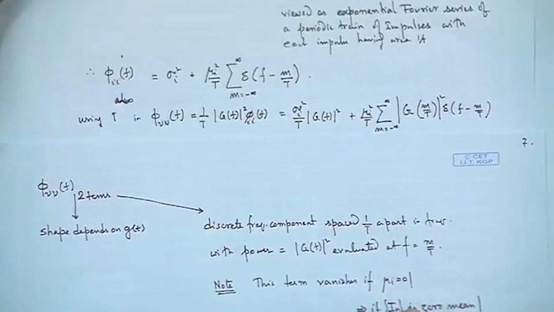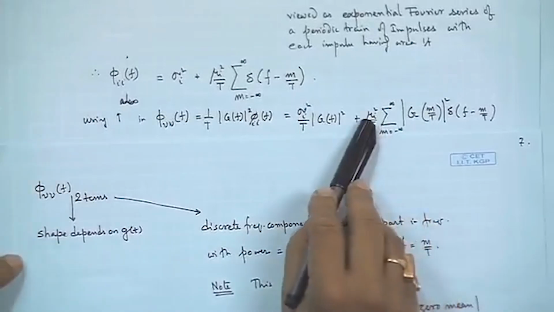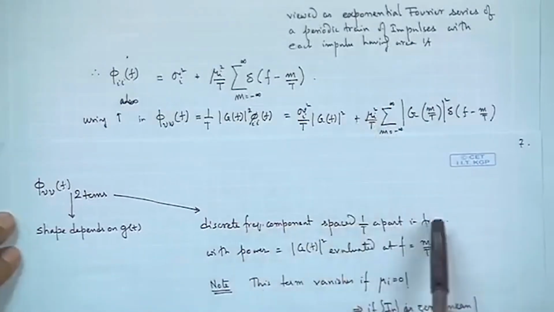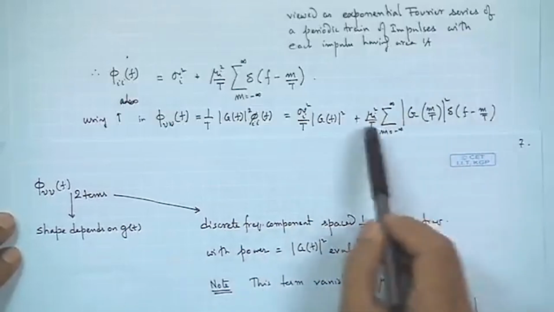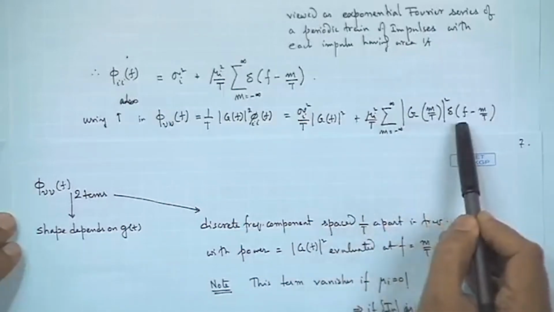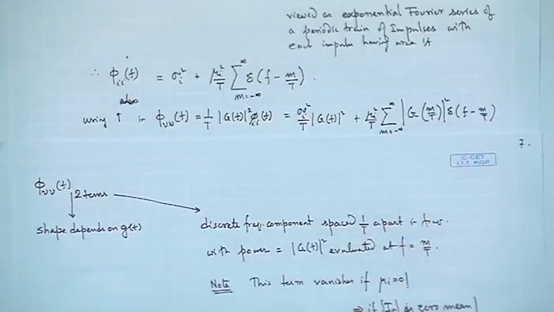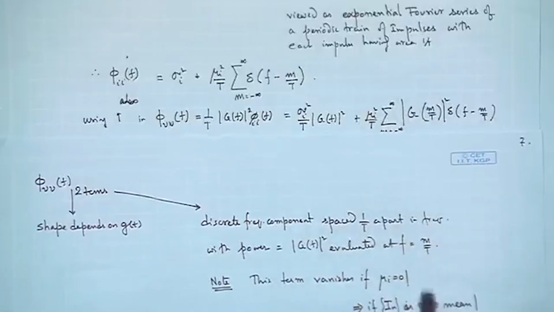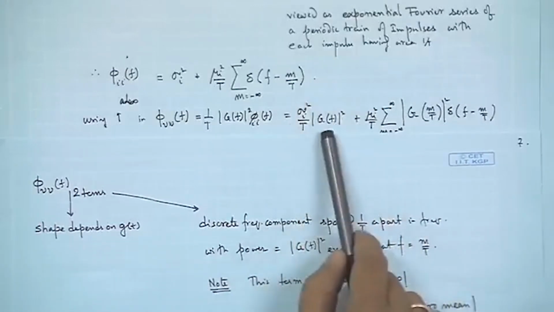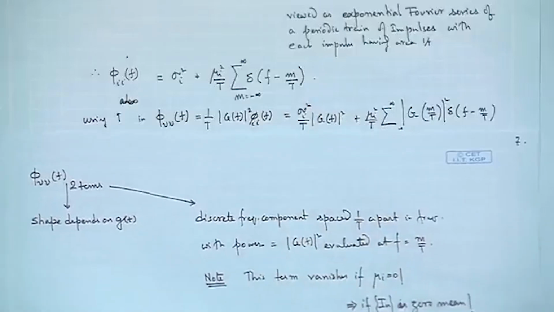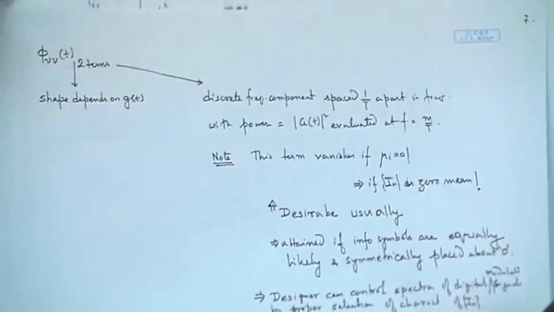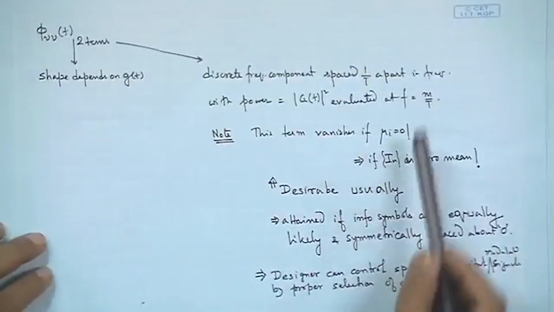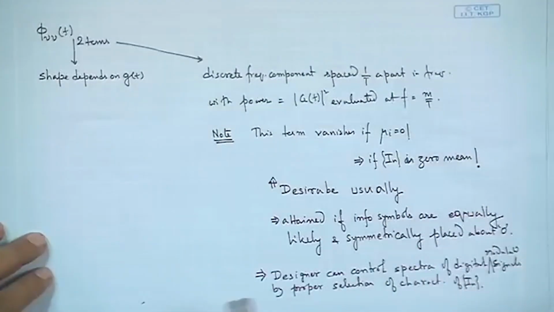And if your mu, that is the mean, is 0, then this particular term goes away. Discrete frequency component means you are going to have spikes of frequencies at f equals m/T, and clearly if mu is 0, this whole term would go to 0. So, if that term is 0, you are left with only this term, where you have the variance only, and this is usually desirable because you would not like to have the spikes of frequencies in repeated intervals.